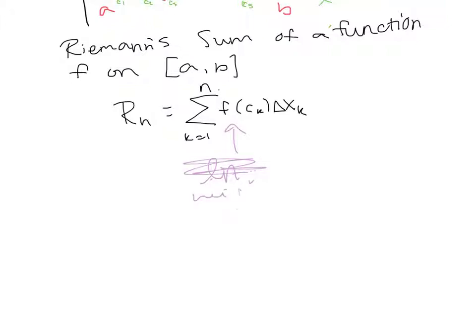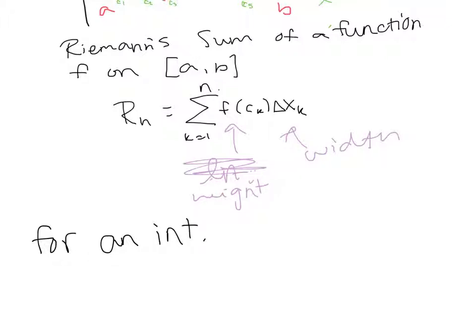So that's the height of the rectangle, and this is the width. So for a Riemann sum, our height and our width don't matter, but we know that the whole purpose of today is to talk about the definite integral, and the width matters. All the widths need to be the same in an integral. Okay, so let's go ahead and write that down. For an integral, all delta x's need to be equal. It doesn't matter what they're equal to, they just need to be equal.